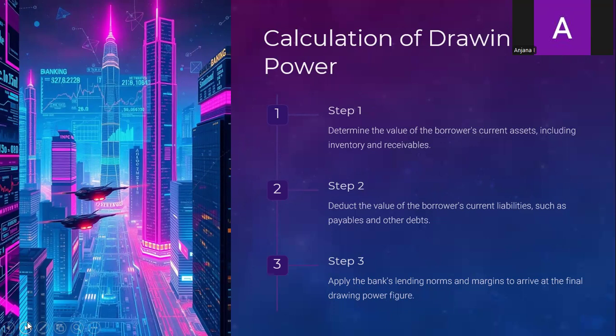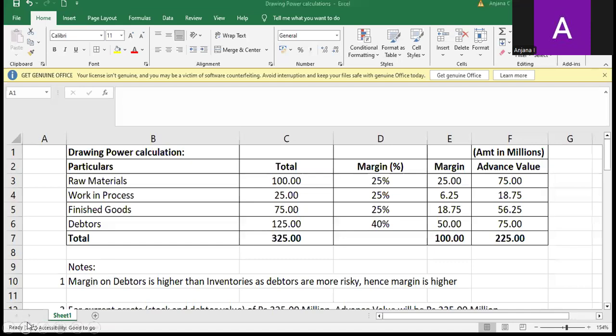Now let's understand these steps with the help of an example. This is just a hypothetical example, wherein I have assumed that the raw material of an entity is 100 million, work in progress is 25 million, and finished goods are 75 million. And debtors in this case are 125 million.